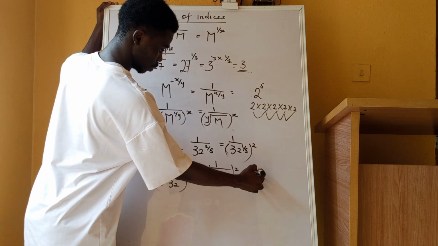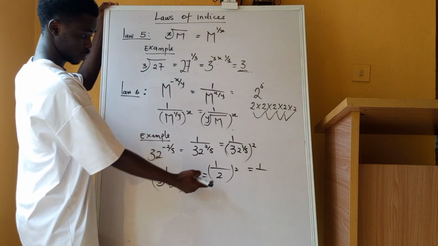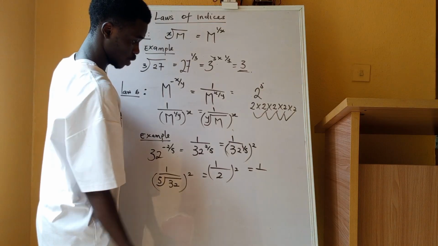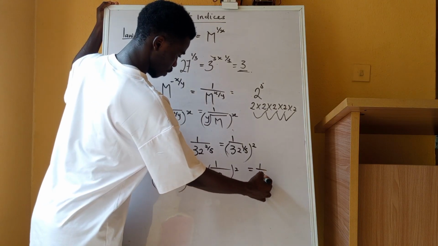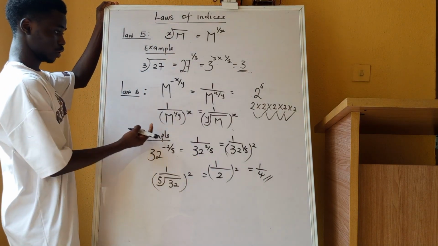So this is equal to 1 over 2 raised to the power 2. 2 raised to the power 2 is 4. That's the answer for this one.